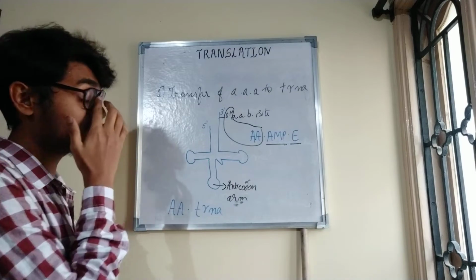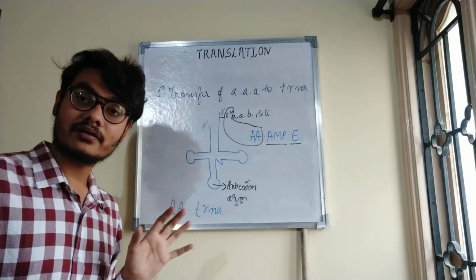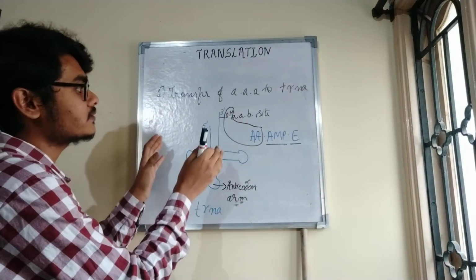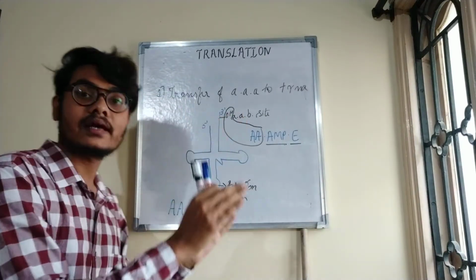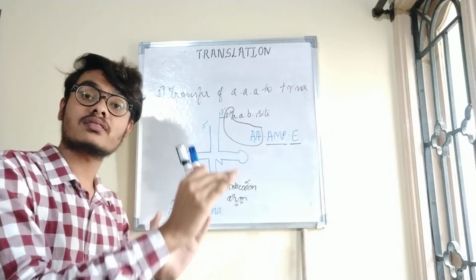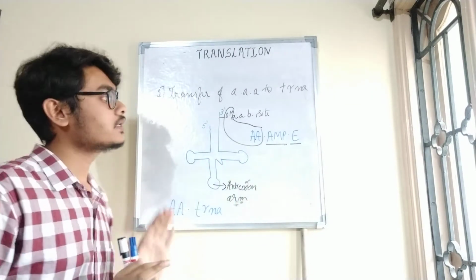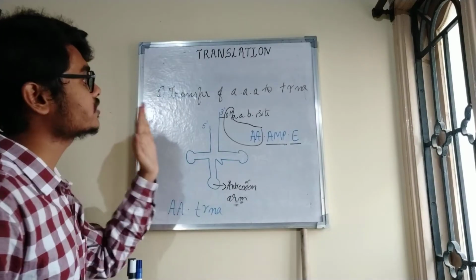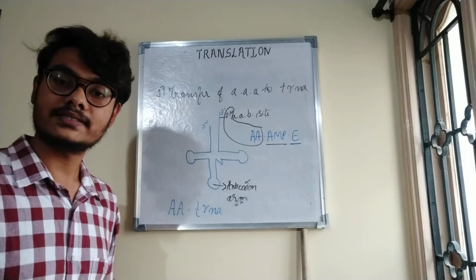What is the work of this transfer RNA? Its work is to take this amino acid to the site of protein synthesis. Transfer this amino acid to the site of protein synthesis. That's what the work done by tRNA. So this is about transfer of amino acid to the tRNA.